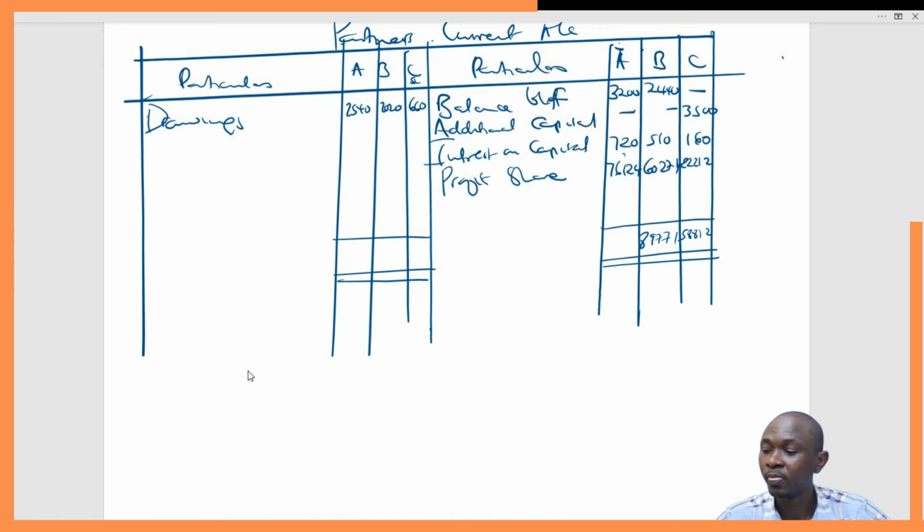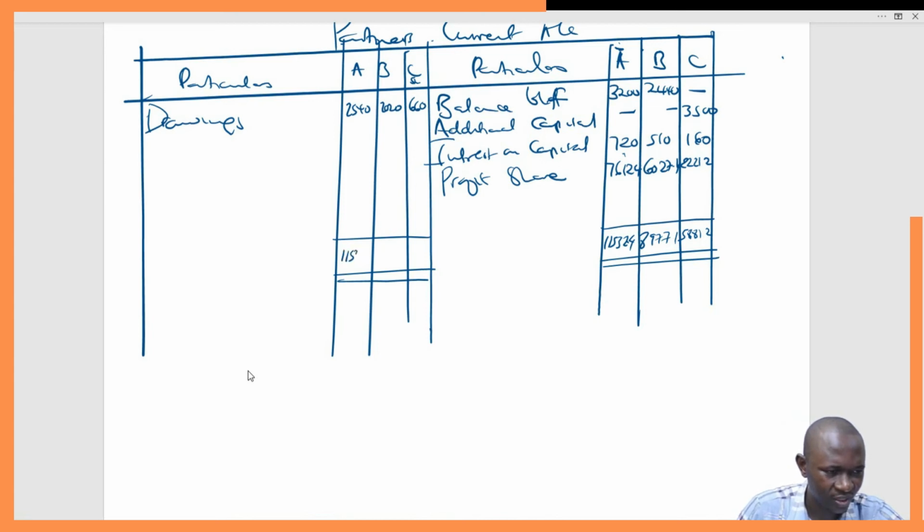7612.4, 11532, 11532 point, you see, it has already disappeared. 11532.4. Yes, this time it is not disappearing. So these are our figures: 11532.4, 8977.1, and 5881.2. So get the difference: 11532.4 minus 2540.